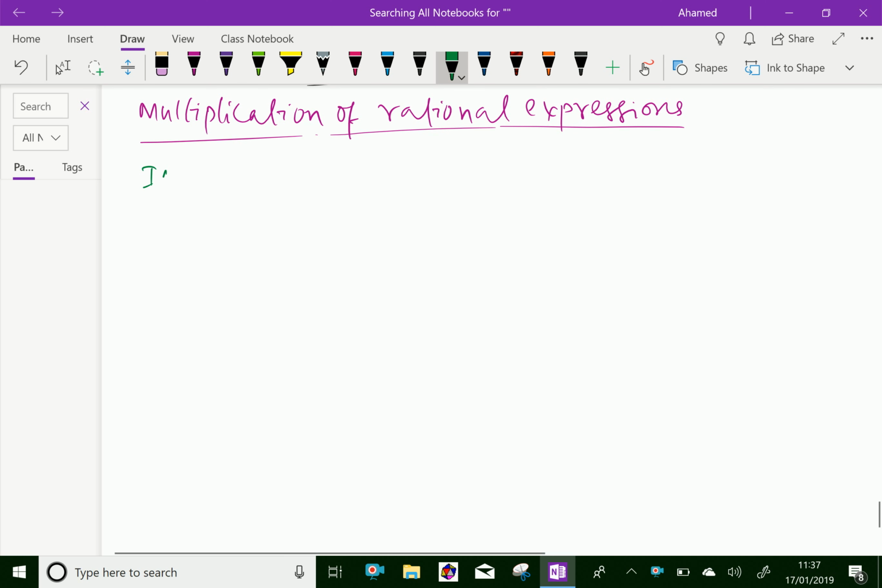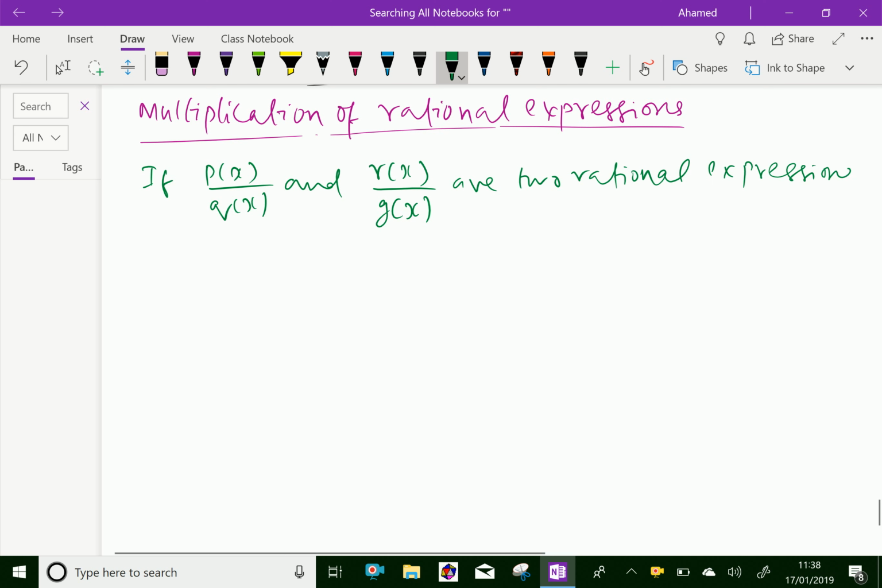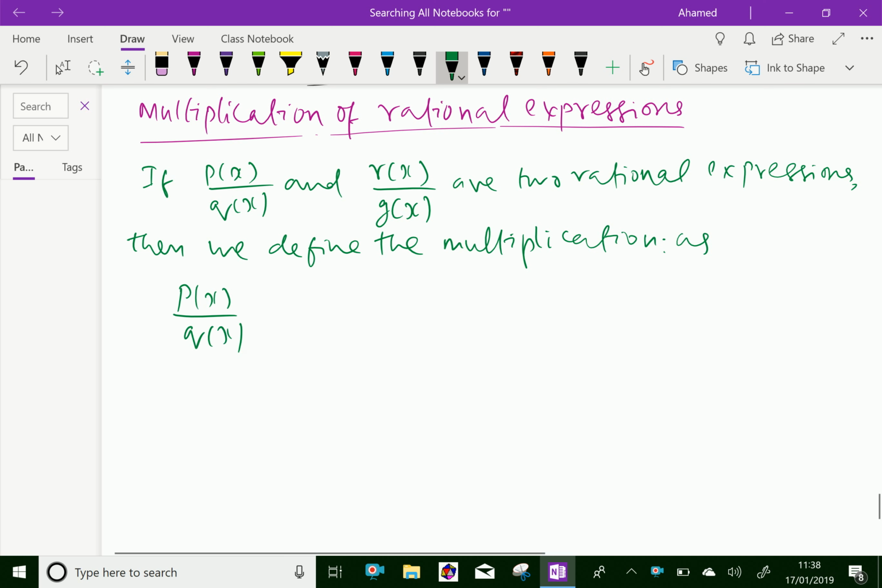If p of x over q of x and r of x over g of x are two rational expressions, then we define the multiplication as p of x over q of x into r of x over g of x.